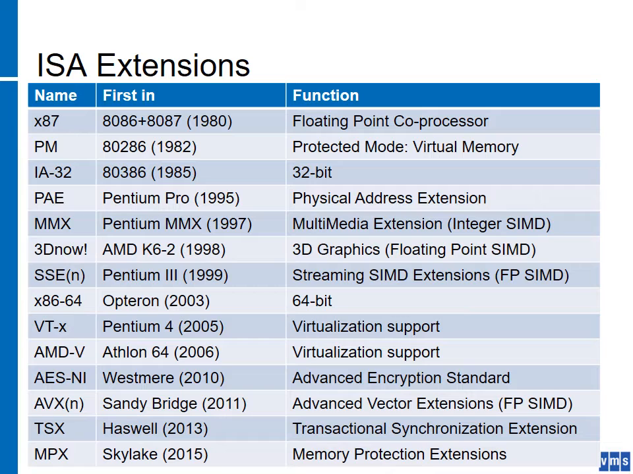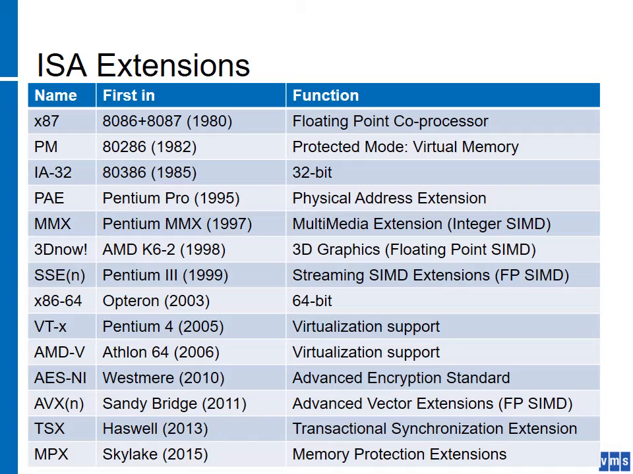So the x87 coprocessor was added in 1980. This was a separate chip that you would plug into your mainboard next to the 8086 processor, and this extended the 8086's instruction set with floating point instructions and provided floating point registers and operations. The 80286 added protected mode in 1982. This was the first use of virtual memory on the 8086 architecture. And of course, the 80386 added 32-bit processing in 1985.